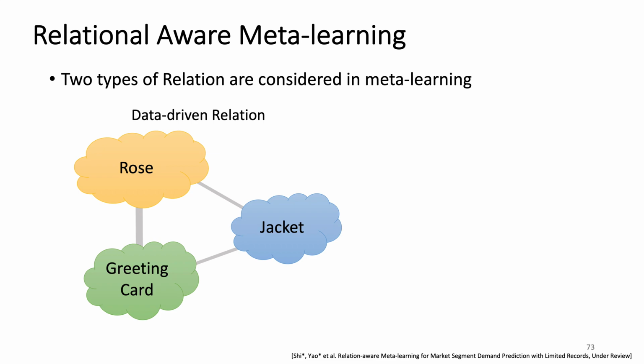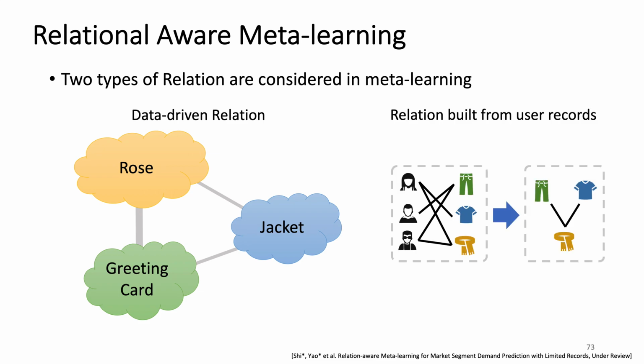Another type is that relations can be built from the user records, which explicitly represent the relations across different market segments. For example, we can see users purchase these items together, or concurrently within a short time. If users tend to purchase two items together, these items are closer and may have strong relations. So we build these graphs from the user records. Two types of relations are used to improve the meta-learning models in this work.